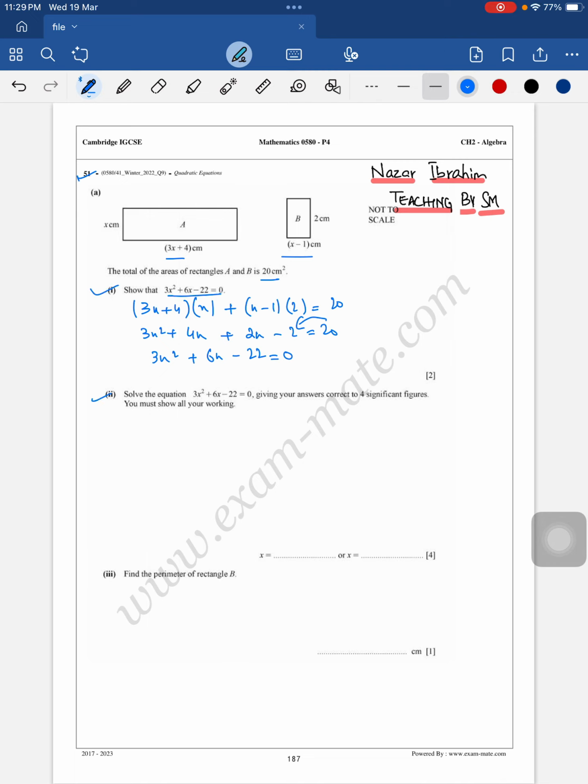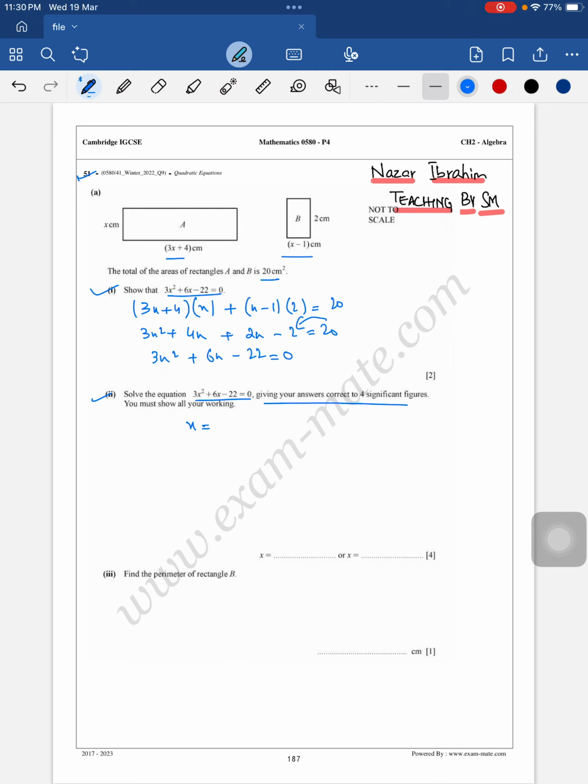Done. Part 2: solve the equation 3x square plus 6x minus 22 is equal to 0, giving your answer correct to 4 significant figures. The answer should be correct to 4 significant figures, and you must show all your working. So we have to show the working which we are doing for this question, right? So we can use the quadratic formula.